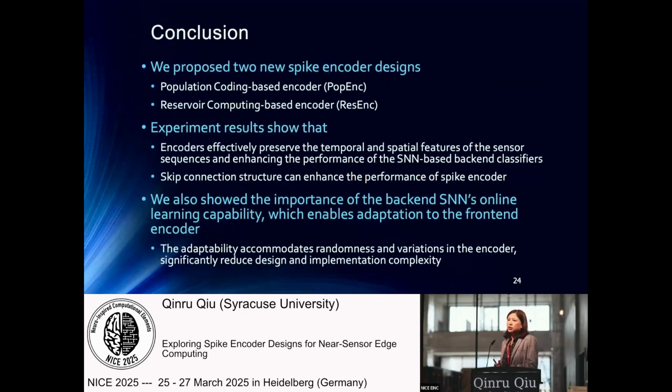So as a conclusion, in this work, we proposed new spike encoder designs. One is a population-based encoder, the other is a reservoir-based encoder. Our experimental results show that the encoders can effectively preserve the temporal and the spatial features. We also showed that adding skip connections can improve the performance of these encoders. And also, we showed the importance of adapting the back end and front end together, which can provide significant improvements of the classification accuracy.